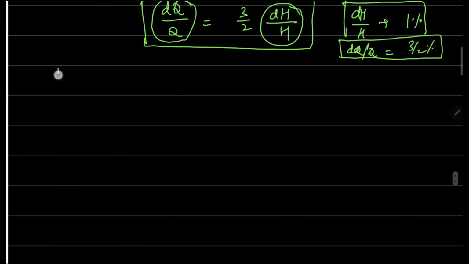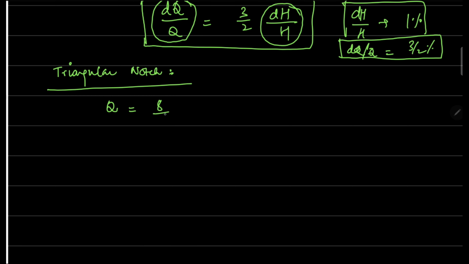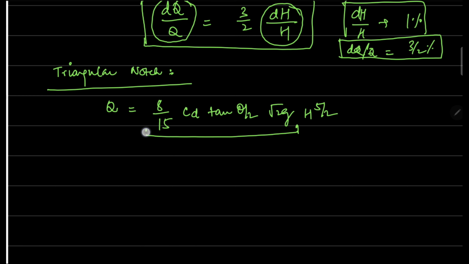So if we go for the triangular notch, the expression we use for the assessment of the actual discharge for the triangular notch is 8 by 15 CD multiplied by tan theta by 2 under root 2g h raised to the power 5 by 2. If you look at this, the leading term is going to be constant. So we can straightforwardly write Q is equal to k times h raised to the power 5 by 2.